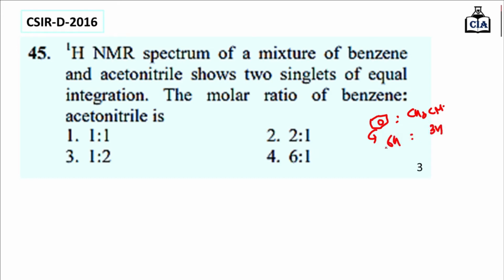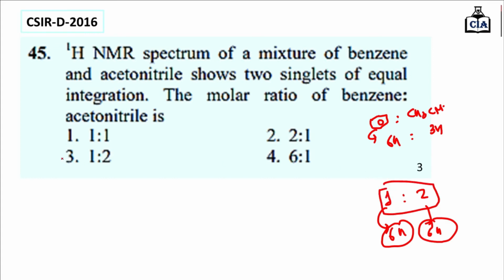So at which ratio both compounds will show the same number of protons? If you take 1 mole of benzene, it will give a total of 6 protons. So to get 6 protons, we have to take a total of 2 moles of acetonitrile. Then we get benzene and acetonitrile in the same proton ratio. So our correct answer is 1:2. So option third is the correct answer.